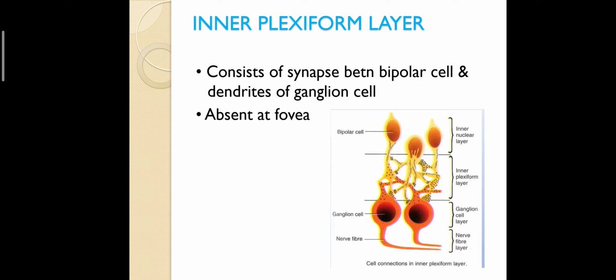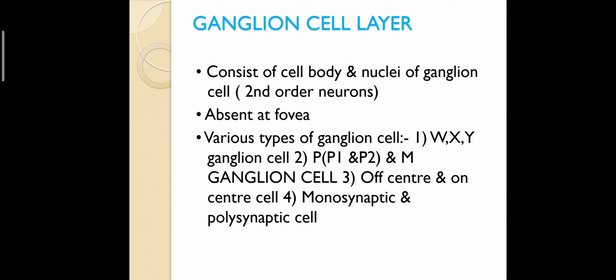And you need to remember, this layer is absent at the fovea, because the ganglion cells are absent in the fovea. Next comes the ganglion cell layer. This consists of the cell bodies and nuclei of ganglion cells. These ganglion cells comprise the second order neuron. Like I told you, the first order neurons are rods and cones. Then these bipolar cells are just a mediator. Then come the ganglion cells, which form the second order neuron, and they are absent at the fovea. And similarly, like the outer plexiform layer, the inner plexiform layer is also absent at the fovea.